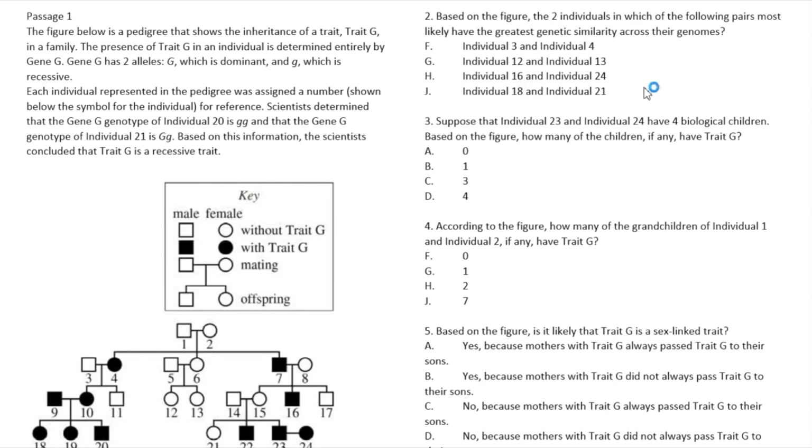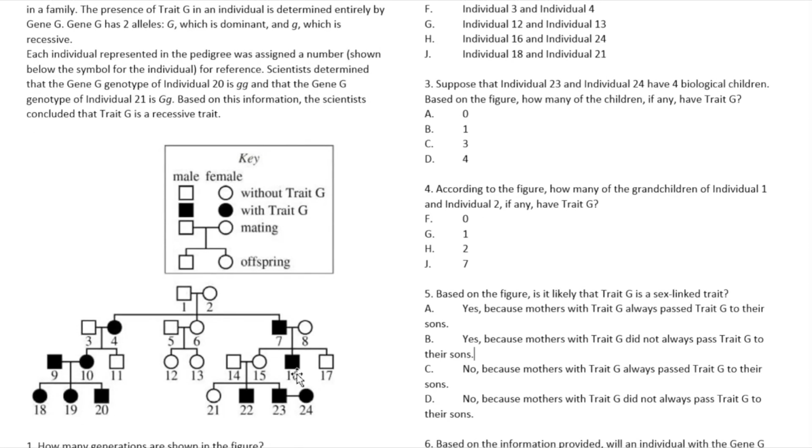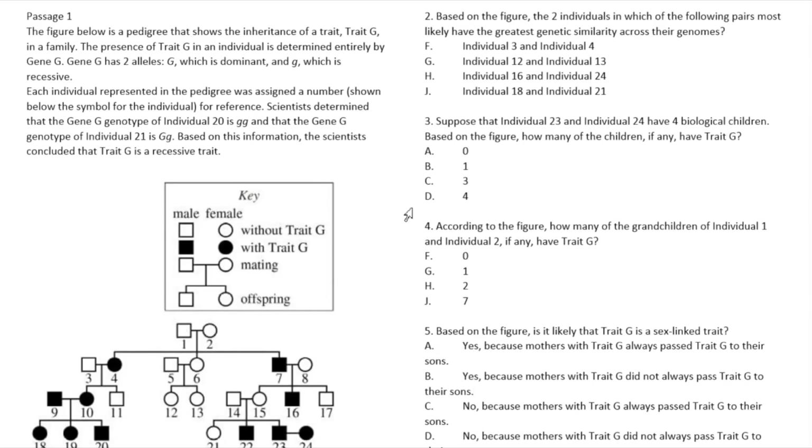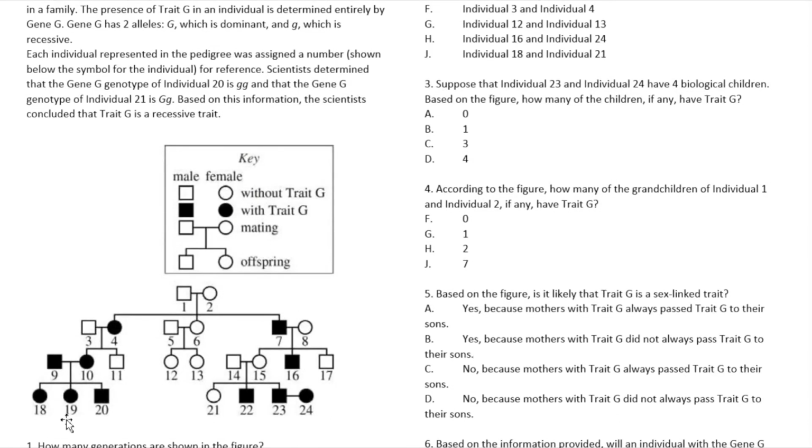H has individuals 16 and 24. So 16 is here, and then 24 is here. So you have to go to a sibling and then down one level, and then they're connected here. So that's not a strong connection at all. And the last one, J here, individual 18 and 21. You see 18 here and 21 here. Okay, they share the same great-grandparent, but nothing else. So their genetic makeup is probably pretty different.